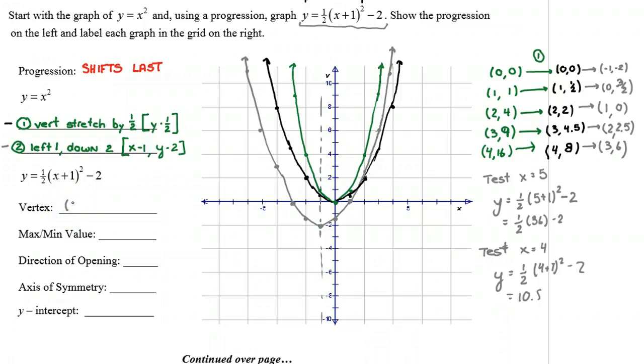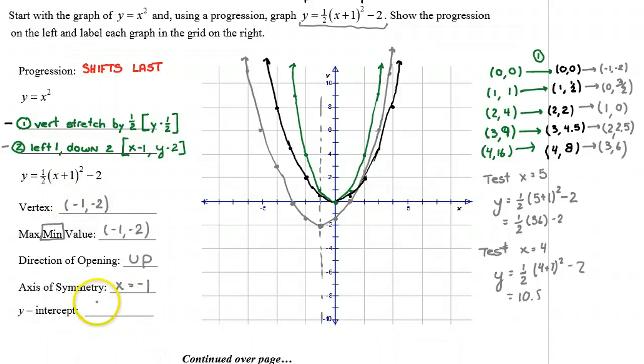The vertex is going to be, we can see right from this, it's going to be -1, -2. Oops, pardon me, I wrote that backwards. -1, -2. And again, yes, we can read that on the grid, but you should be able to read it right from the equation. It's going to have a minimum. You know it's a minimum because A is positive, and the minimum is going to be located at the vertex. The direction of opening is up because A is positive. The axis of symmetry is going to be x equals -1. Remember that axis of symmetry is always an equation, and it's an equation of the x value of the vertex.